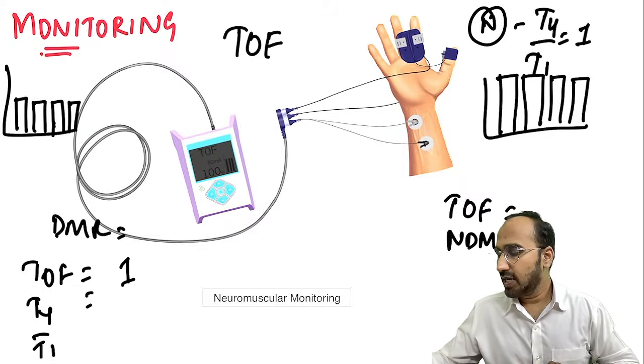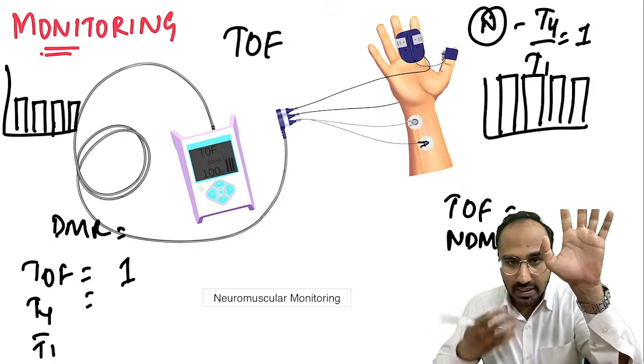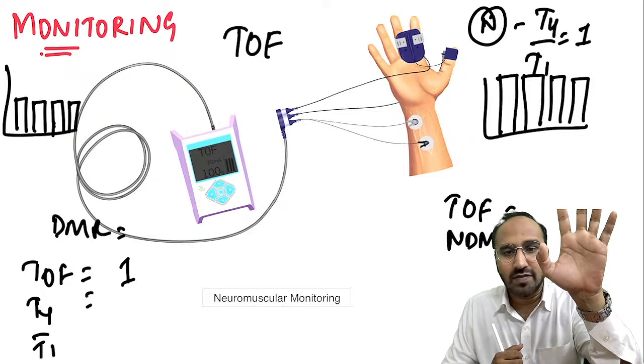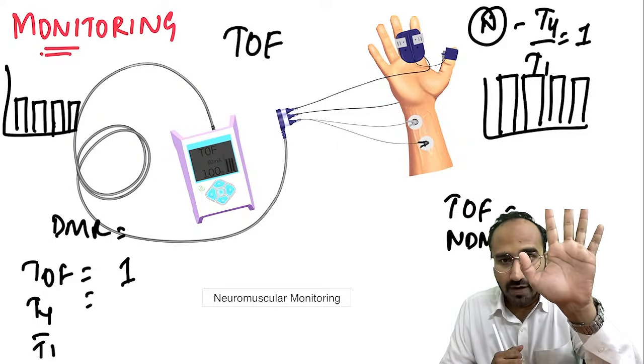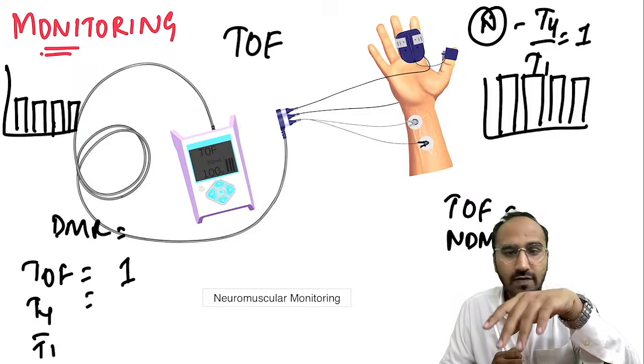Just look over here. Non-depolarizing. After someone gave me vecuronium or cisatracurium, just look over here. What will happen? The first twitch appears like this. Second twitch like this. Third twitch like this. Fourth twitch like this. Everyone have seen?